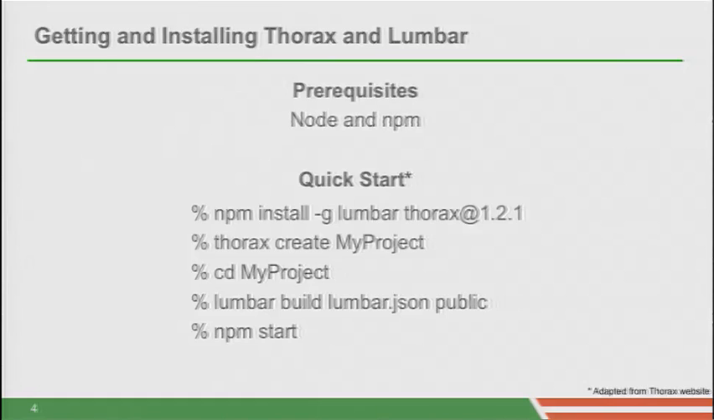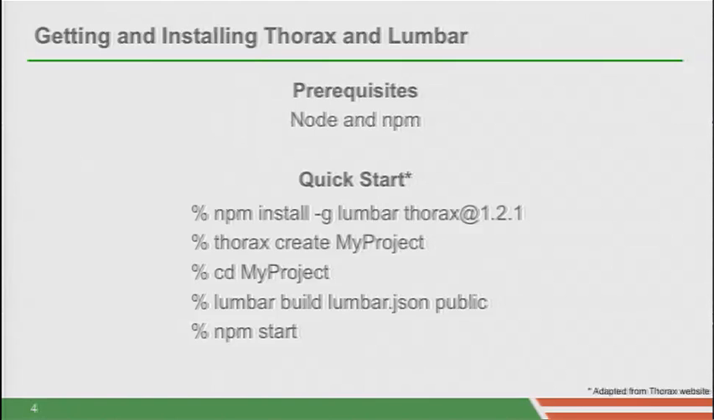Now, what you're going to need to do to use Lumbar and Thorax for that matter is you're going to have Node and the Node Package Manager installed. I'm not going to show you how to do that. I'm going to just assume you already know how to do that, or you can figure out how to do that on your own. Once you're ready to do that, you're going to want to do an npm install globally with the -g, and you're going to ask for Lumbar and Thorax at version 1.2.1.